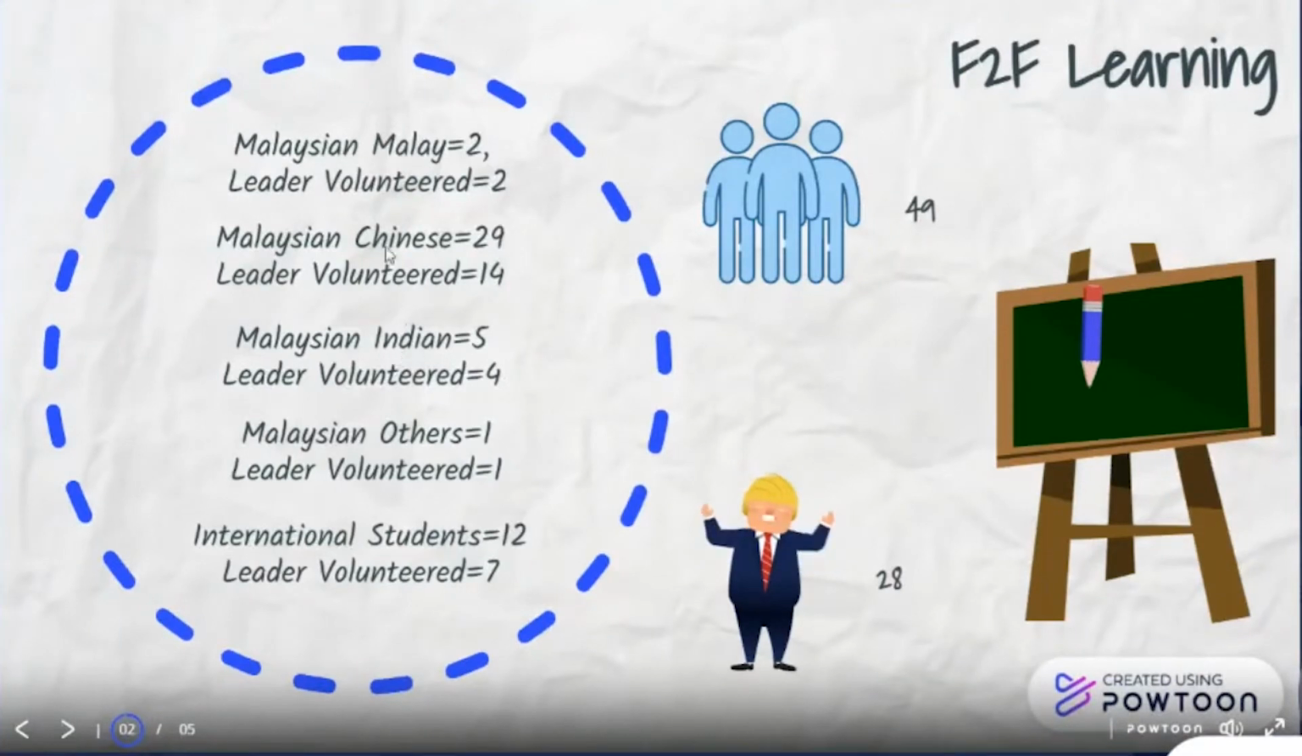For the Malaysian Malay, there are only 2 students, and 2 students volunteer to be leader. Malaysian Chinese is 29, and 14 of them volunteer to be leader. Malaysian Indian is 5, and 4 of them chose to be a leader. For the Malaysian others, there is 1, and that 1 also volunteers to be leader. For the international students, there are a total of 12, and only 7 of them volunteer to be leader.